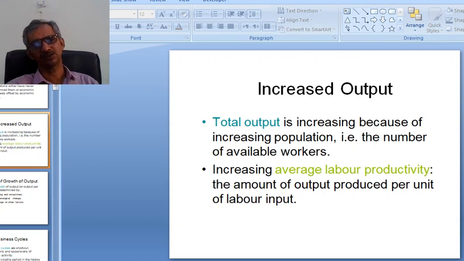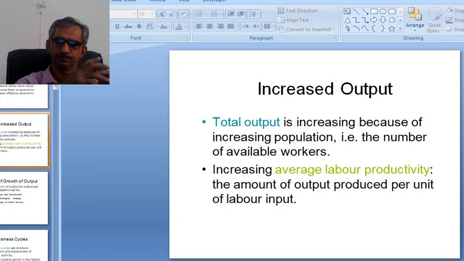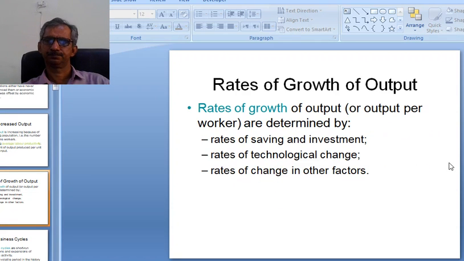Another term is increasing average labor productivity. Our output is also increasing because our labor is producing more compared to their previous production, because of education, training, and various other factors. So the amount of output produced per unit of labor input means average labor productivity, how much each laborer is producing. So these are the two terms.